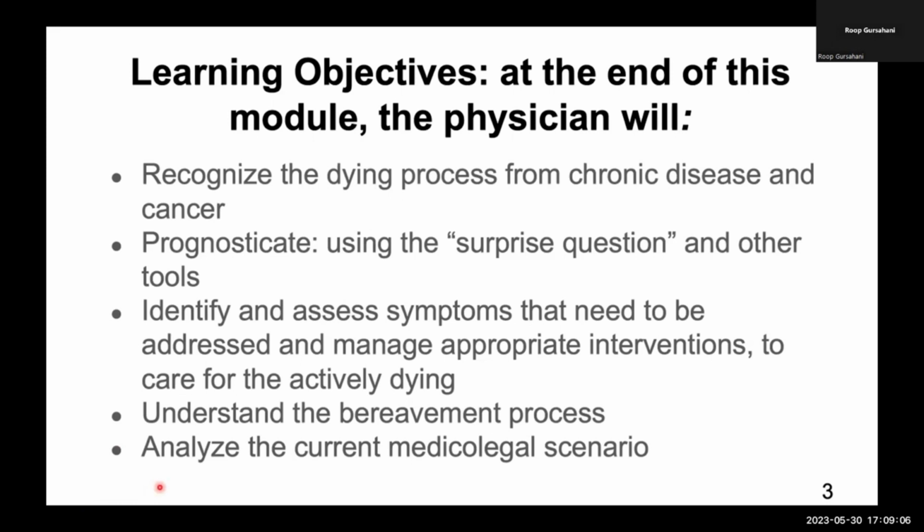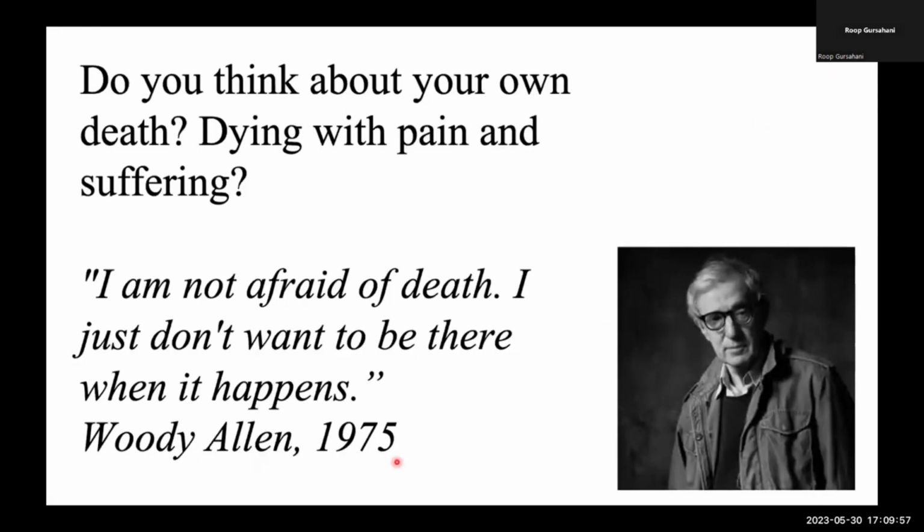The first is to recognize the dying process from chronic disease and from cancer, then to prognosticate, basically to learn how to prognosticate using the surprise question and other tools, how to identify and assess symptoms that need to be addressed and to manage appropriate interventions, to care for the actively dying, to understand the bereavement process, and finally to analyze the current medico-legal scenario.